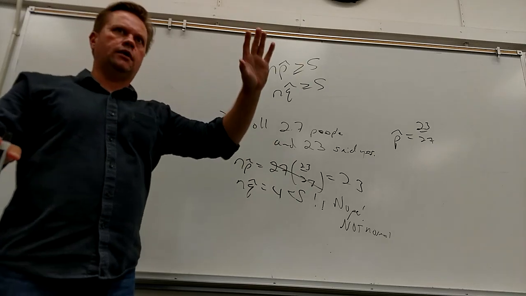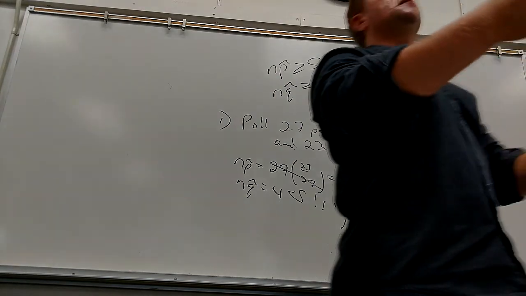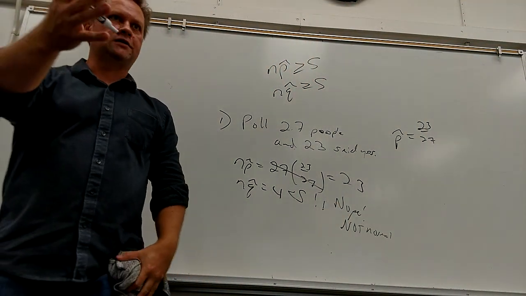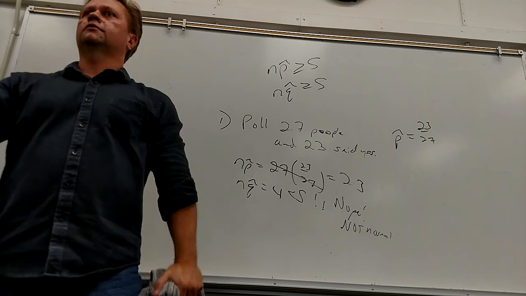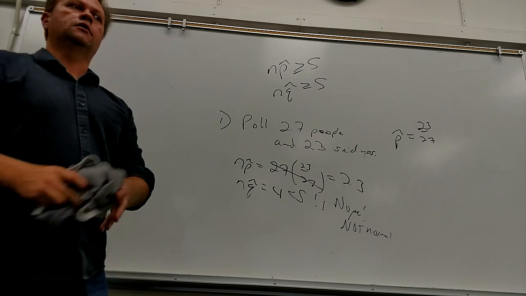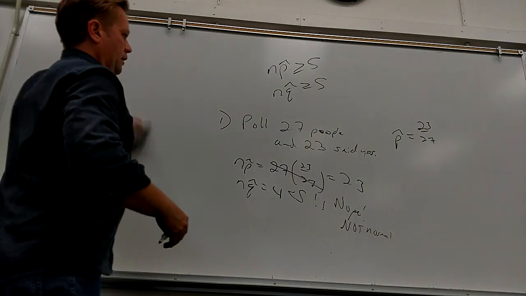For sample mean stuff, what's the check? The sample size has to be over 30. That's that check, right? For sample mean kind of stuff. Unless I just say it's normal.